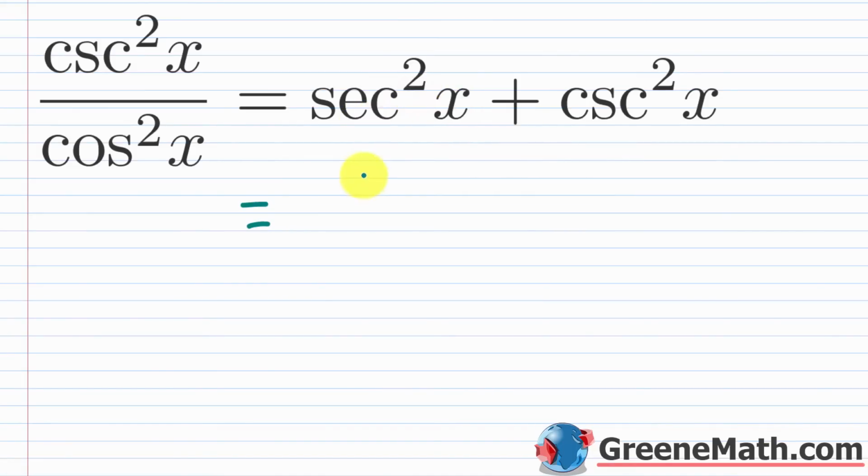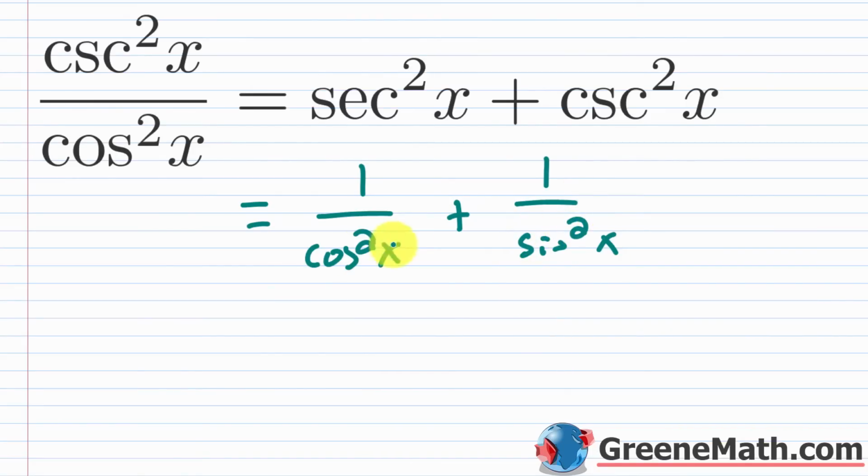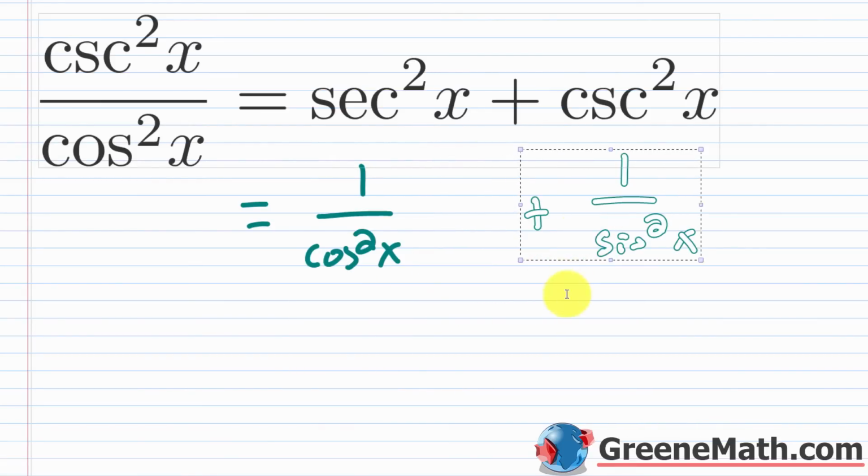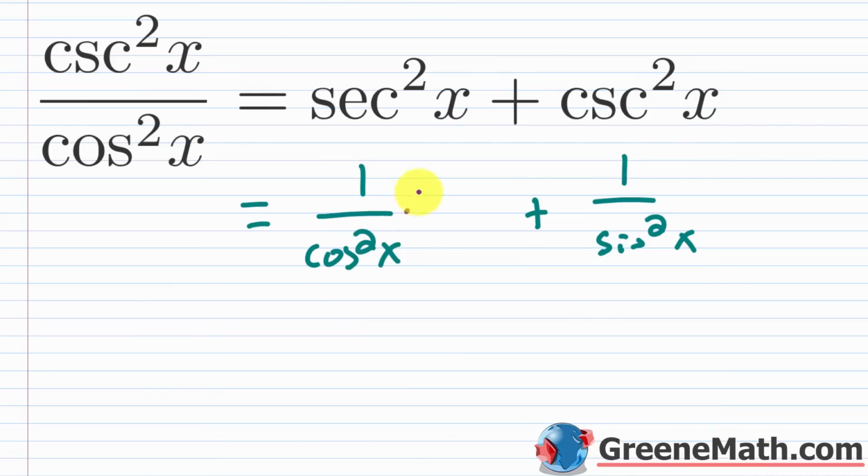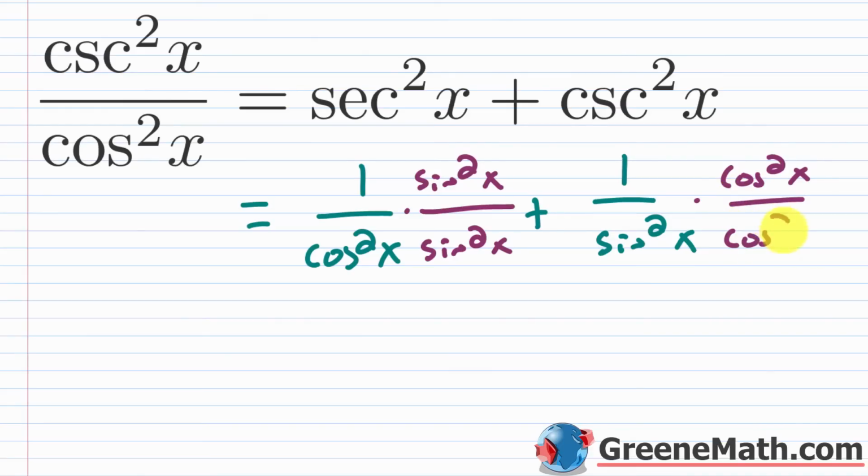So secant squared x, that's 1 over cosine squared x. Then plus for cosecant squared x, that's 1 over sine squared x. Now, when you get something like this, typically you would want to get a common denominator and combine these two. So let me slide this down just a little bit so I can fit that in. So I'm going to multiply this by sine squared x over sine squared x. And I'm going to multiply this by cosine squared x over cosine squared x.